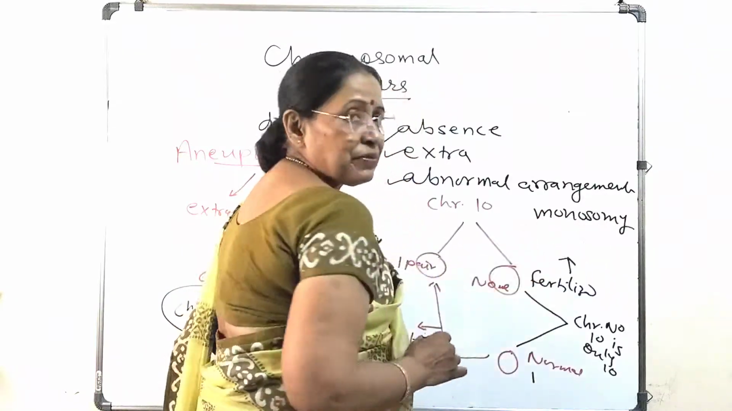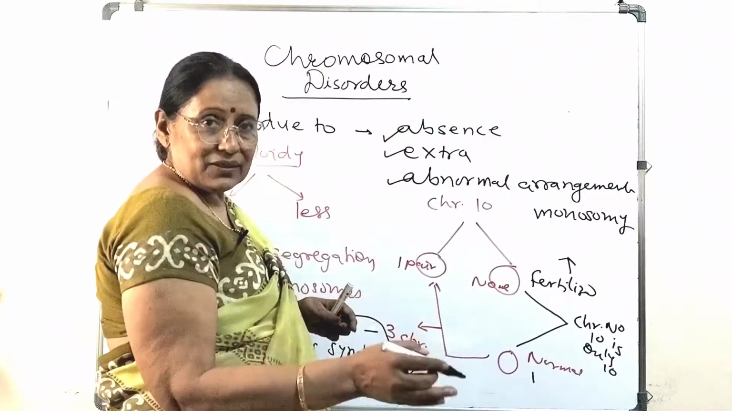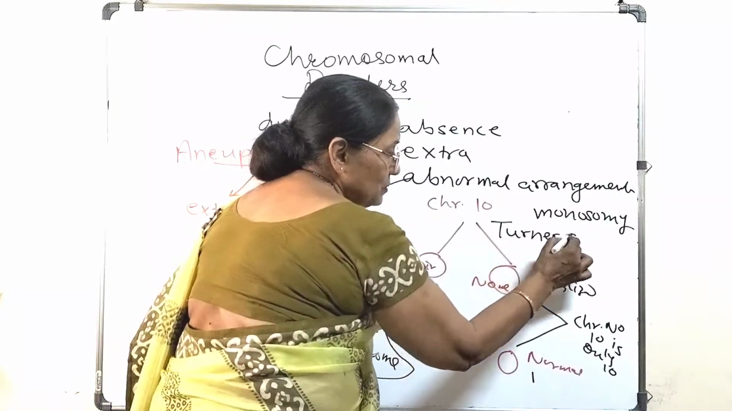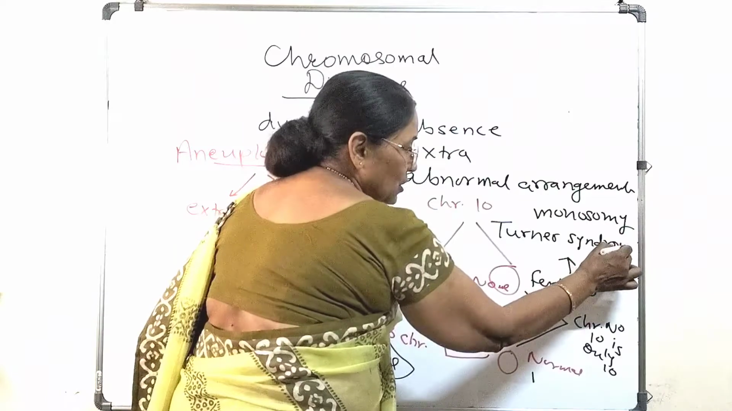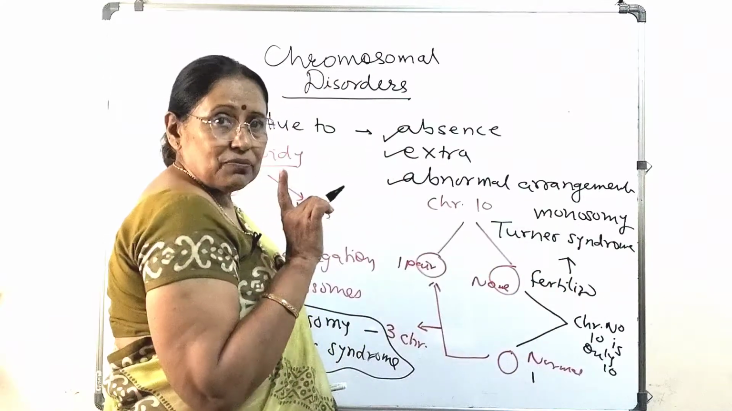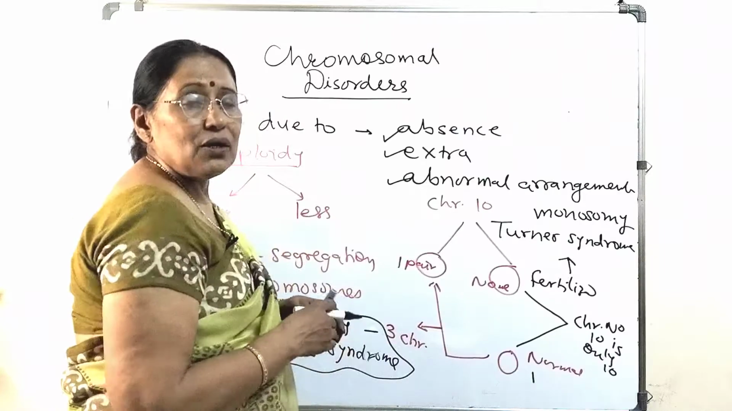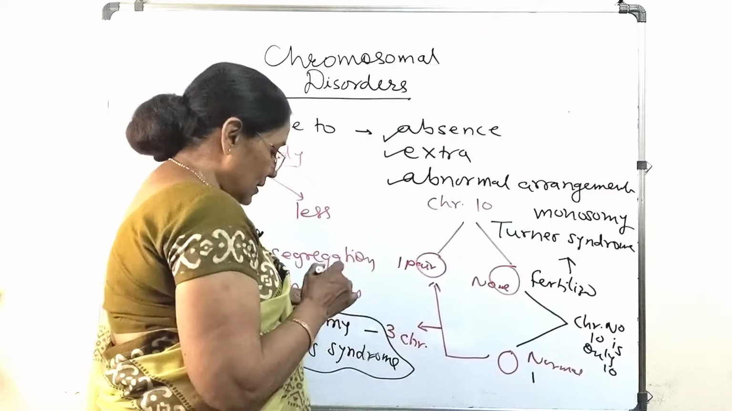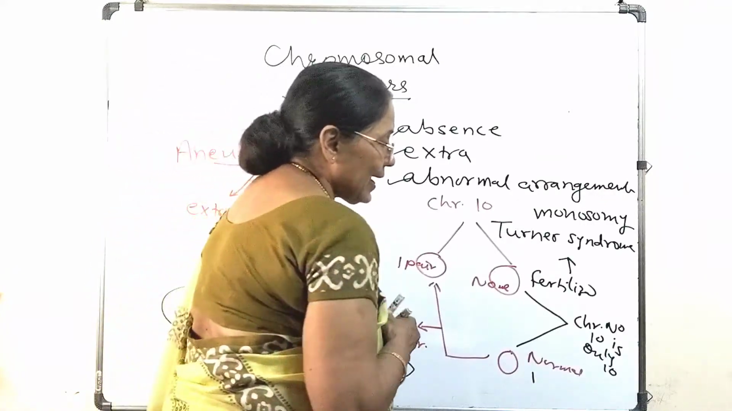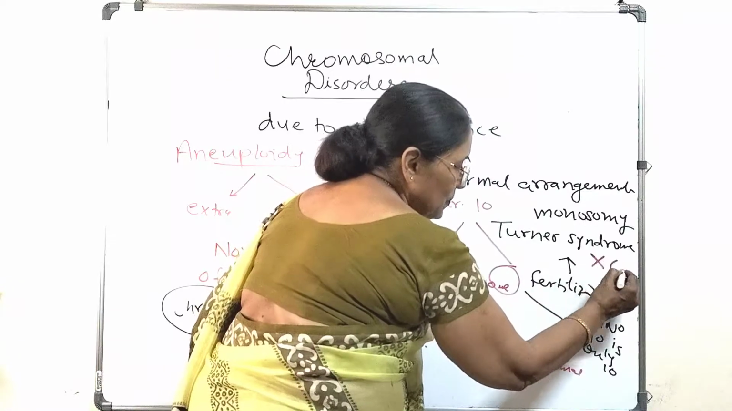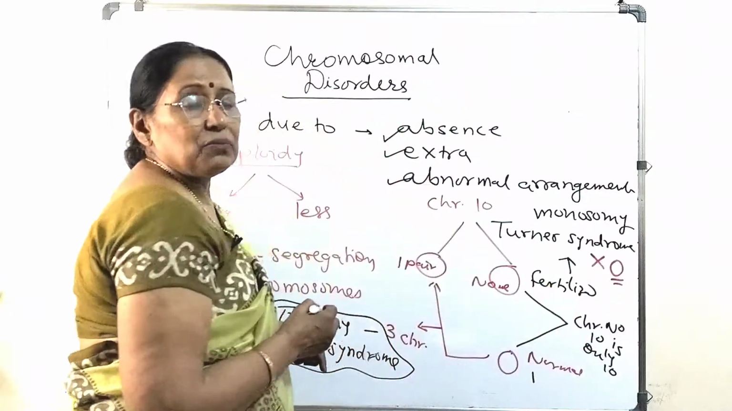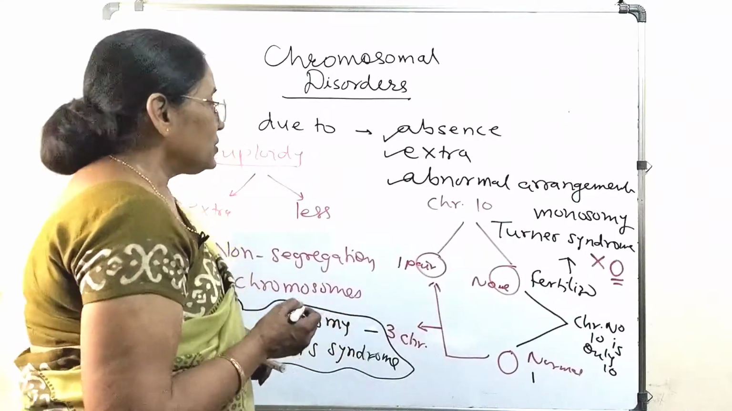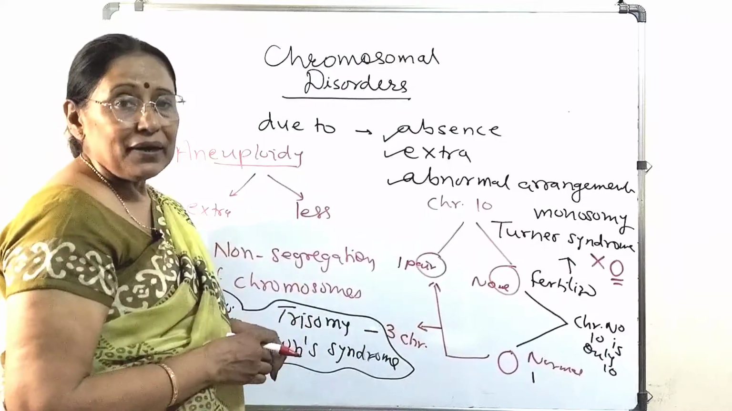This is called monosomy. The example we are going to study is Turner syndrome. This is in the case of sex chromosomes, where one sex chromosome is missing. Sex chromosomes are also in pairs, either XX or XY. In Turner syndrome, it is X0, meaning one sex chromosome is missing. So this is how aneuploidy occurs.